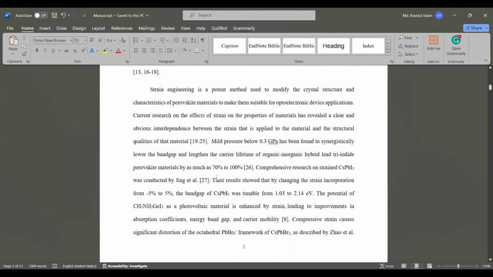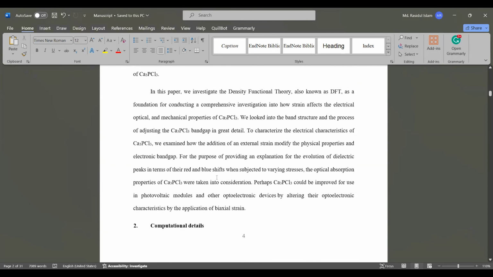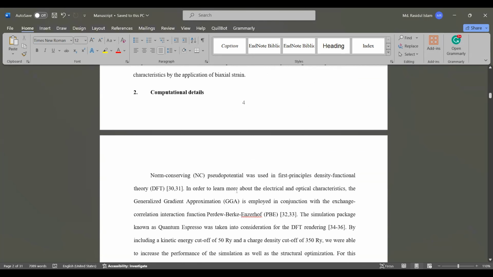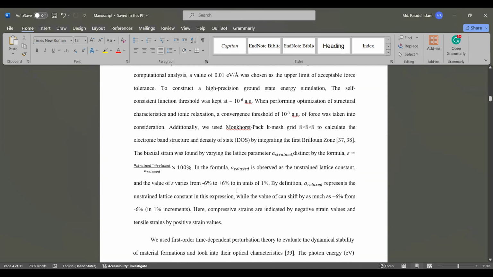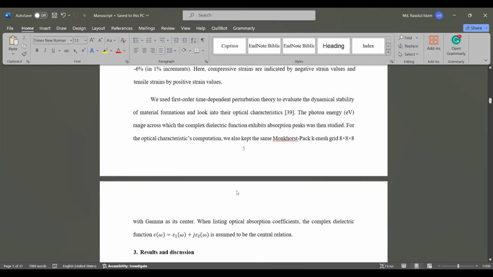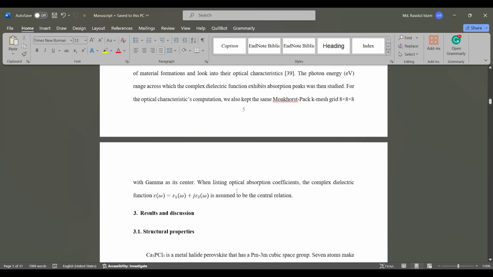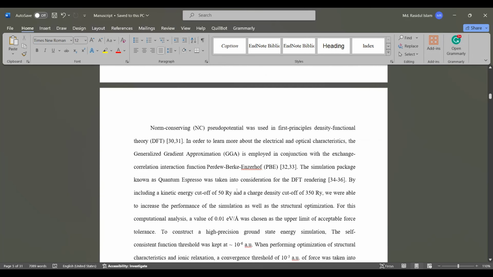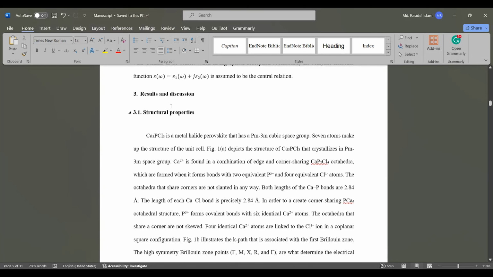Then introduction, then computational details, that means methodology, okay. How I made my calculation or how I did my work. So I just use the computational details, then results and discussion, okay. Some journals have a format where you first use the results and then the discussion separately, okay. But some journals' format is results and discussion together. So I have used my results and discussion together, okay.